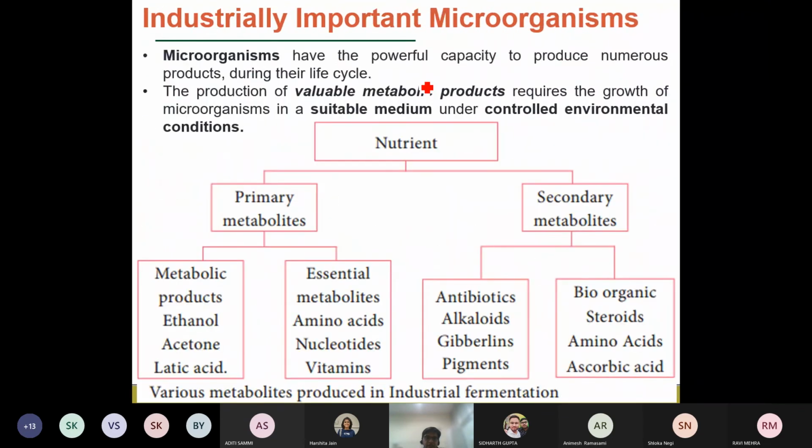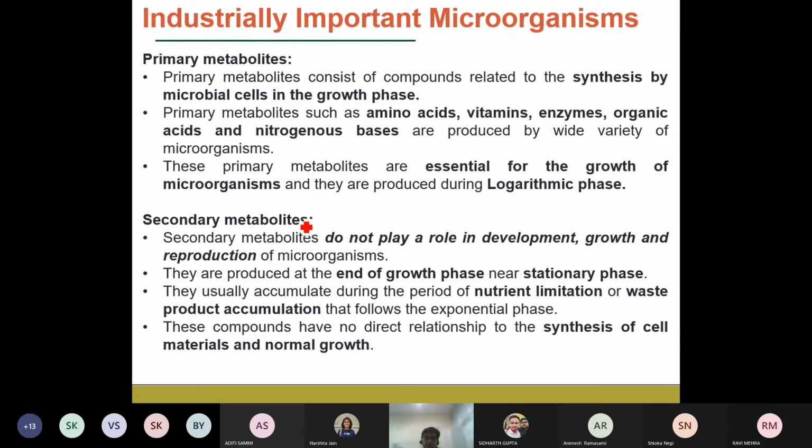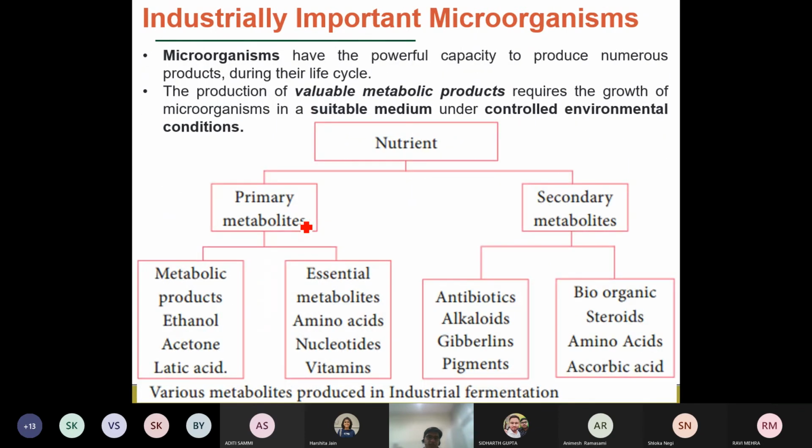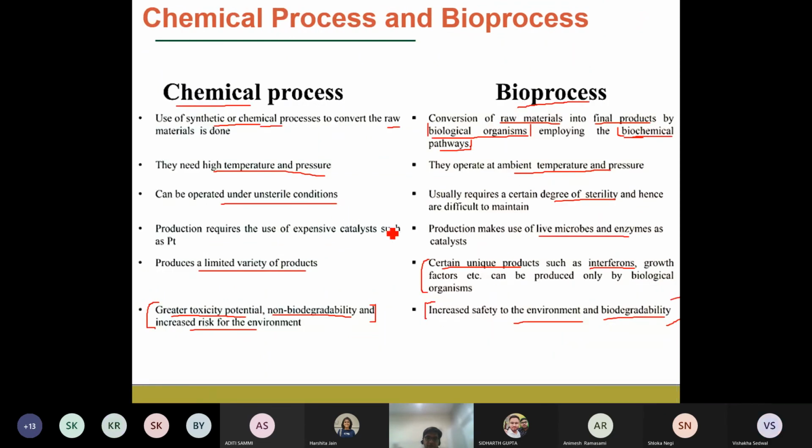In the next class, let us look into what the primary and secondary metabolites are, what the products of fermentation are, and how, for example, the microbes undergo growth to produce these types of biochemicals. Does anyone have any questions or doubts until now?